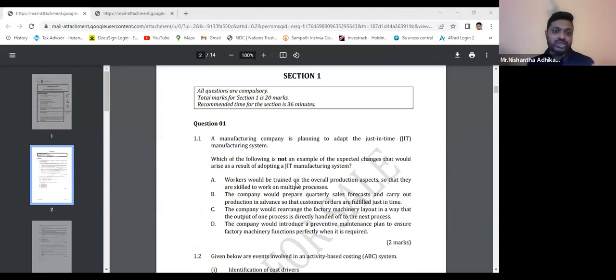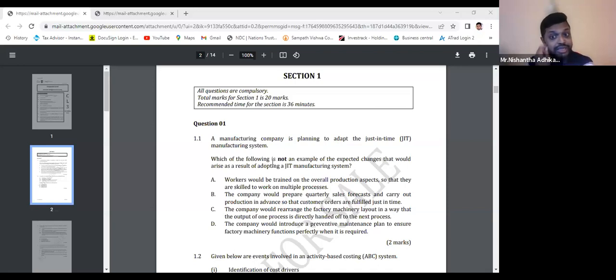Right. Okay, first question. This is relating to the modern manufacturing environment in your syllabus, the first lesson. We'll read the illustration. A manufacturing company is planning to adopt the just-in-time manufacturing system, JIT system. That means they are not keeping any inventory. They will manufacture based on customers' requests.